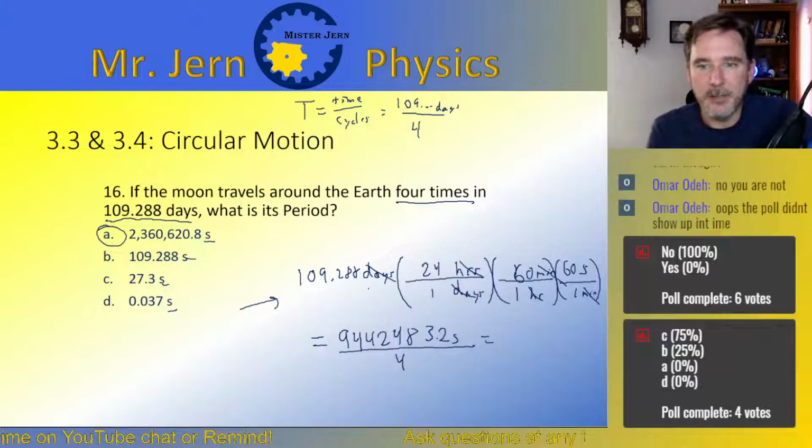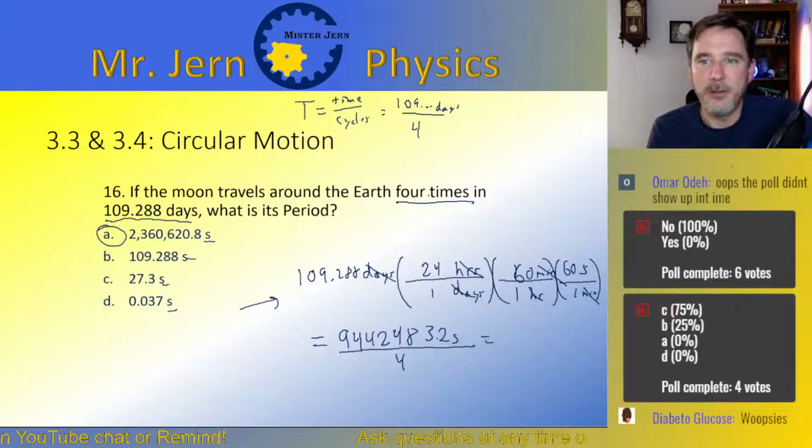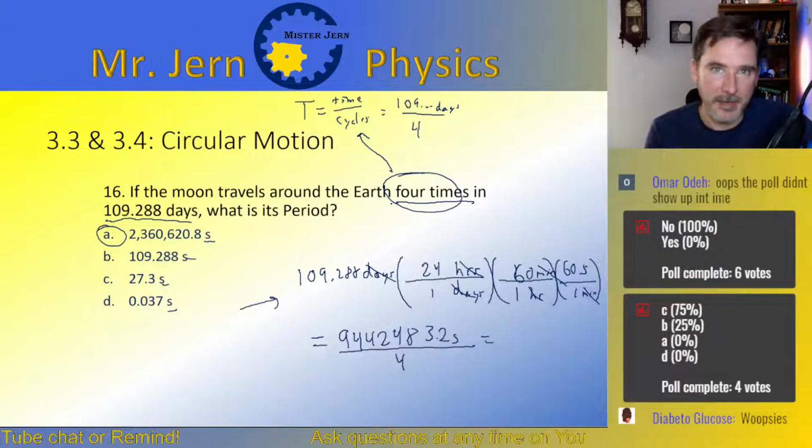Okay, bottom line is it is time divided by cycles. It goes around the Earth 4 times. That's how many cycles. Okay, and the time is the time.